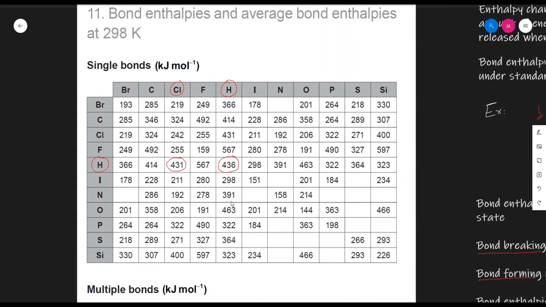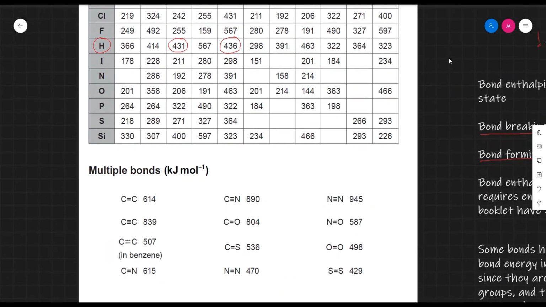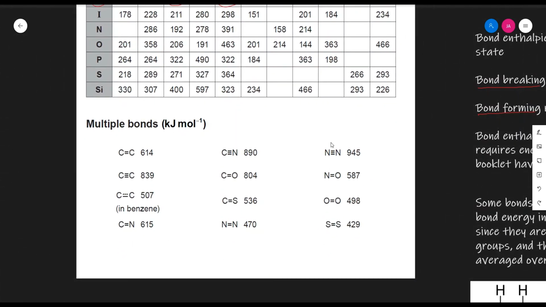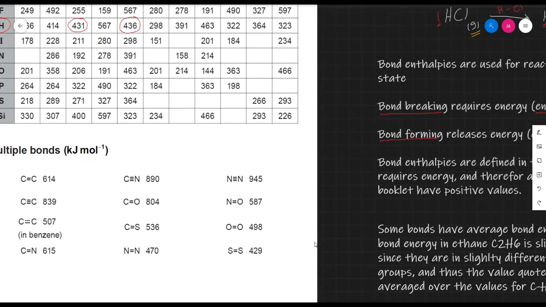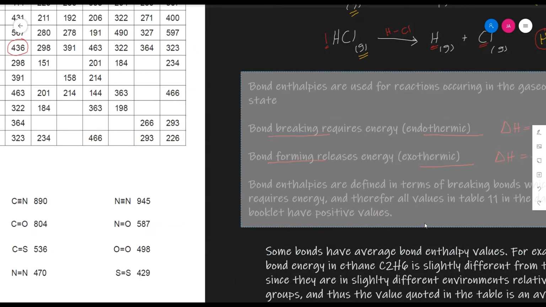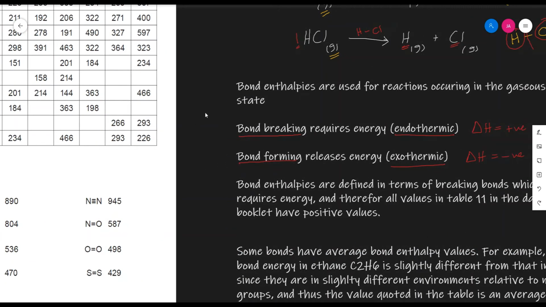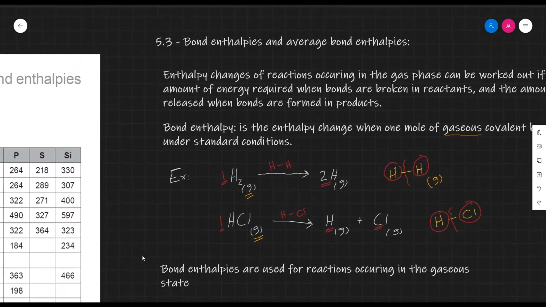These are all for single covalent bonds. For multiple bonds, they are listed down here, and this is the carbon-carbon delocalized bond in benzene right there, as you can see. These are multiple bonds as well as the delocalized bond in benzene, which are also positive values because this is the amount of energy required to break 1 mole of gaseous covalent bonds.